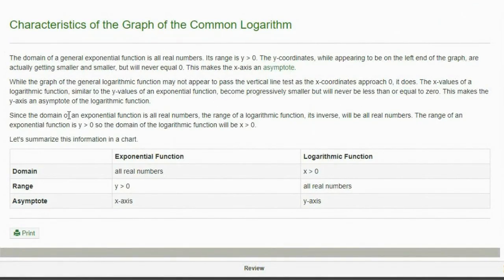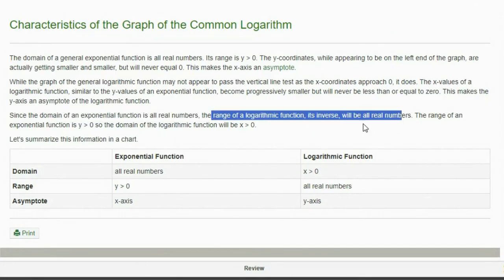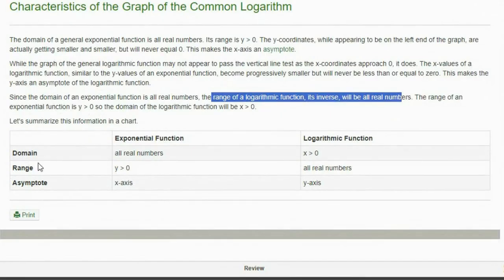So the x values of a log function, similar to the y values of an exponential function, become progressively smaller but will never be less than or equal to 0. So the y-axis is an asymptote for a log function. So since the domain of the exponential function is all real numbers, that means the range of the log function is all real numbers.